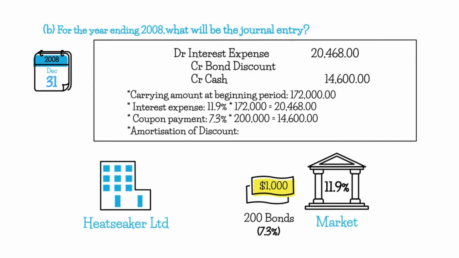Now we can come back to the amount we want to calculate for the bond discount amortization. This is going to be the coupon payment, 14,600, minus the interest expense, 20,468.